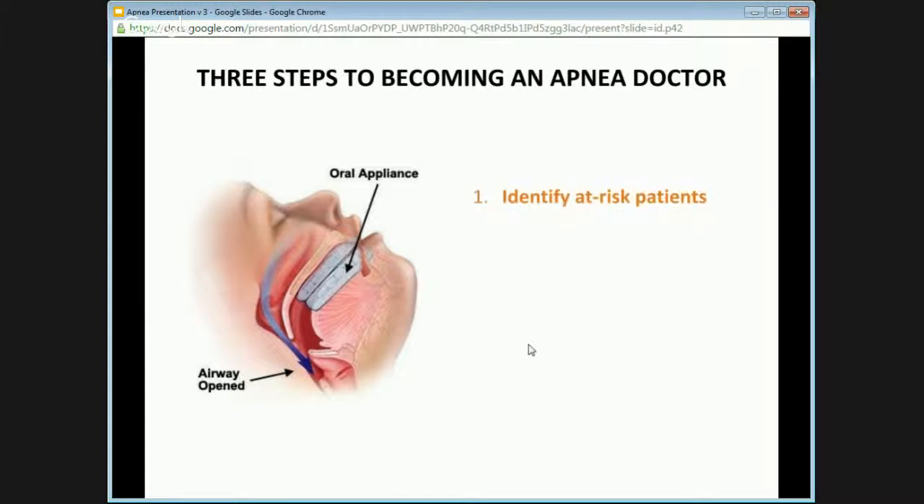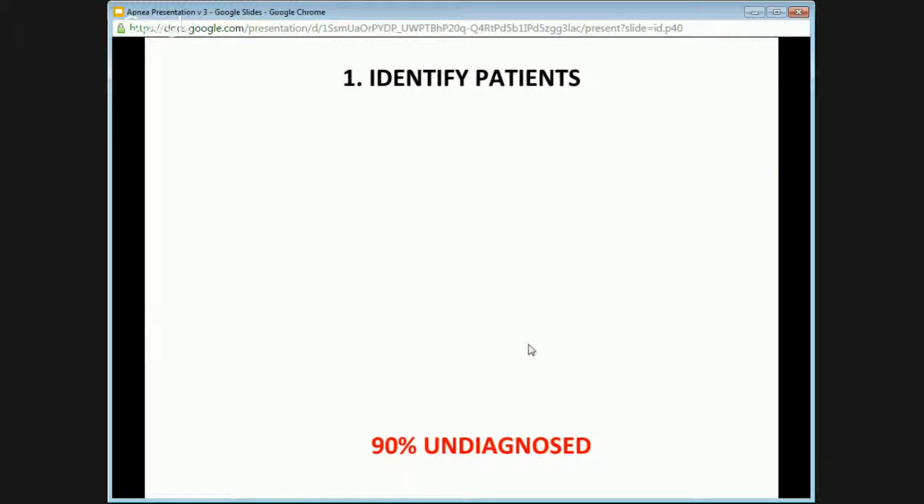Here are 3 steps. Now is when you want to get out your pen and paper. Grab your pen and paper. Let's get started on what you can do right now to begin treating patients in your practice. First, you have to identify them. If you can't find the patients, you can't treat them. The good news is 90% of those who have sleep apnea go undiagnosed.